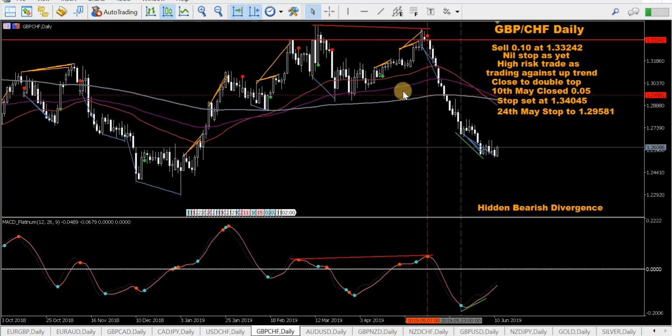Pound Swiss, in a sell back here. It was a good sell. High risk trade, took it down. Already closed half. You can read my notes. There's my stop now in place there. We're getting bullish divergence there. You see prices heading down, MACD's heading up. So regular bullish divergence is forming.